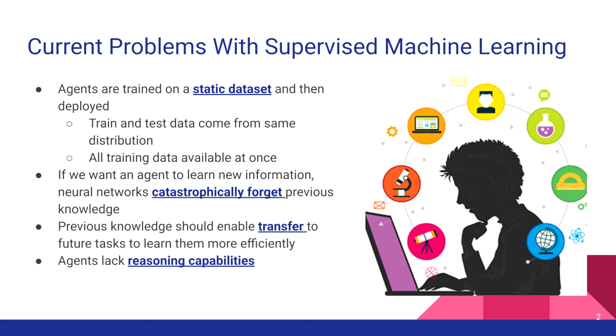Before I get into the specifics of our project, I want to highlight some of the current limitations of supervised machine learning. First, agents are often trained offline on static datasets where all of the data is available at once. In this setting, the training and testing data are assumed to come from the same underlying data distribution. If these assumptions are violated and a network needs to update on new data, it catastrophically forgets all previous knowledge. Moreover, in humans, previous knowledge enables us to learn new information more quickly via transfer, and humans can reason about their environments to make decisions. We believe neural networks should also have reasoning capabilities, as well as the ability to learn new information over time, which is known as continual learning.